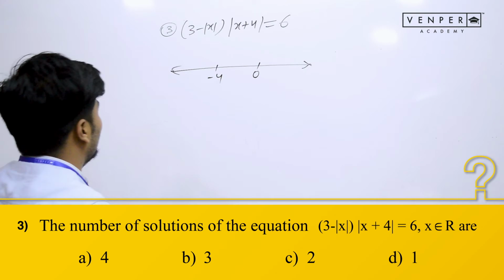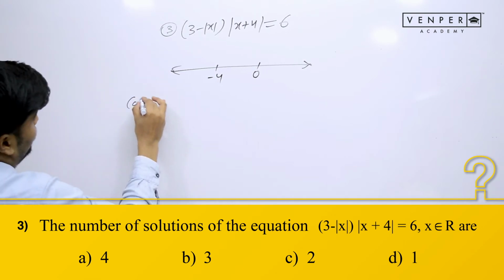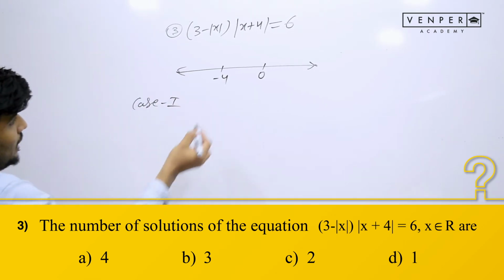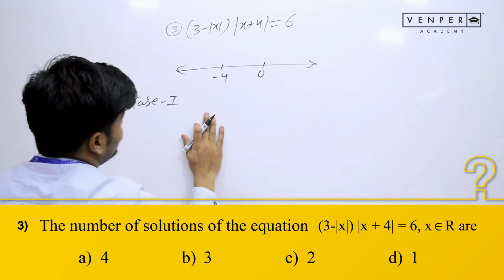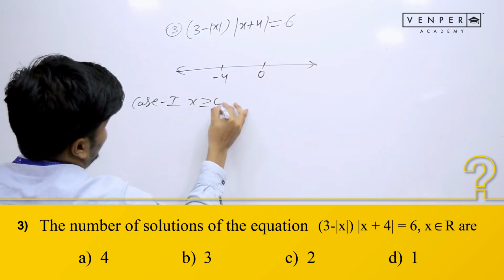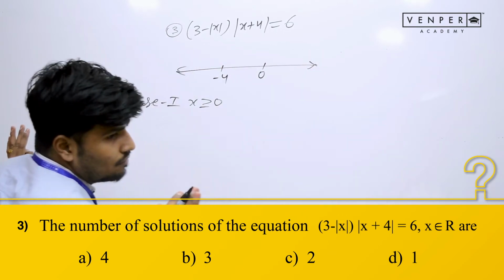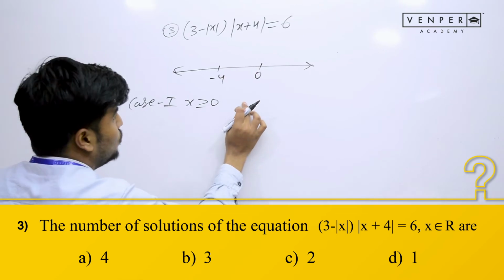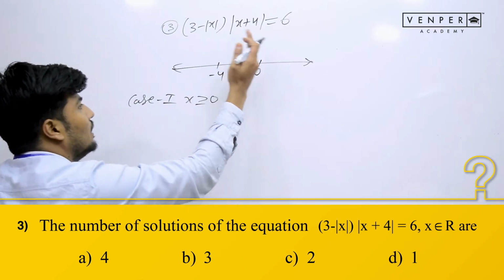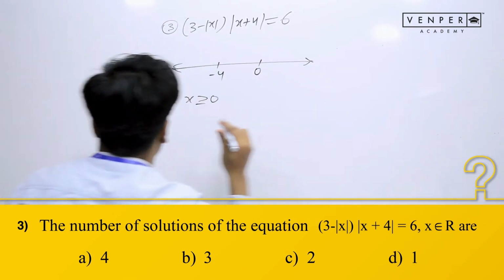I will take each one by one. So let's start with the first case. Case first is the value of x greater than or equal to 0. Let's take this first case. I have to take care of this entire number line, all critical points. So x should be greater than or equal to 0. It means 0 is also included, and any value of x which is greater than 0.